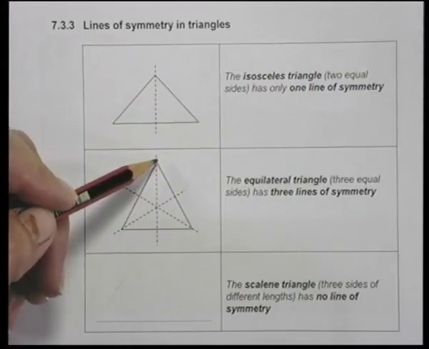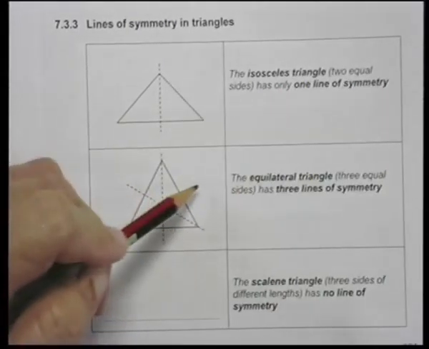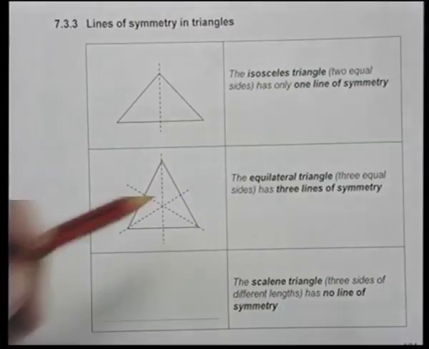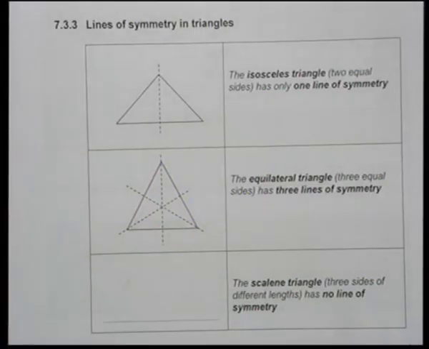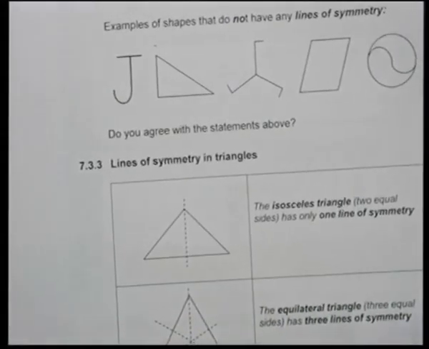The equilateral triangle with the three equal sides and the three equal angles has one, two, three lines of symmetry. So we can draw from each angle in the middle our three lines. The scalene triangle, three sides of different lengths, has no line of symmetry. So there is no line of symmetry in the scalene triangle.